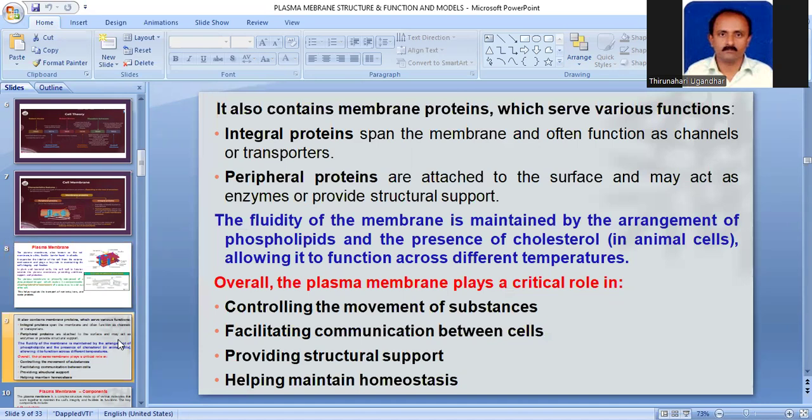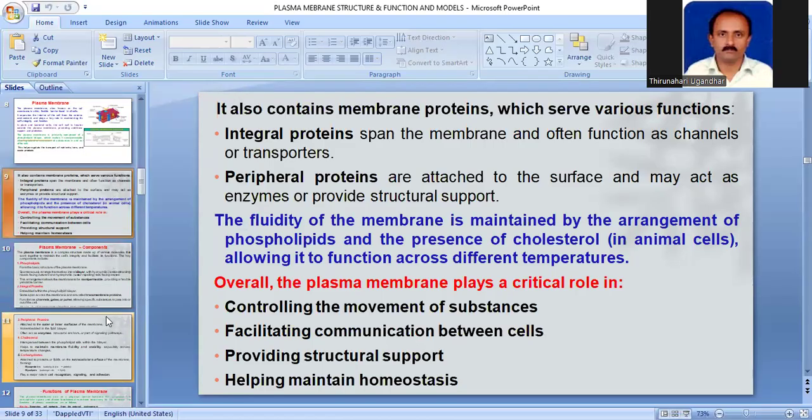It also contains membrane proteins which serve various functions: integral proteins and peripheral proteins. These are two types of channels which help in the transport of ions. The fluidity of the membrane is maintained by the arrangement of the phospholipids and also the presence of cholesterol in animal cells, but absent in plant cells, allowing function across different temperatures.